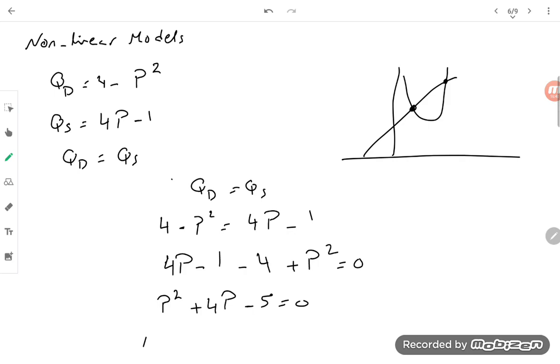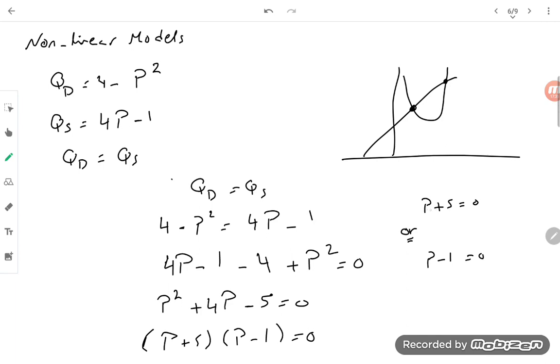We can use factorization or solve using the quadratic formula. If you are going to use factorization, we are going to have two different brackets, P plus 5 and P minus 1, as P multiplied by P is P squared, P multiplied by negative 1 is negative P, P multiplied by 5 is 5P, so the summation is 4P. Multiplication of positive 5 and negative 1 is negative 5. This equals 0, so we can solve the two brackets: P plus 5 equals 0, or P minus 1 equals 0.